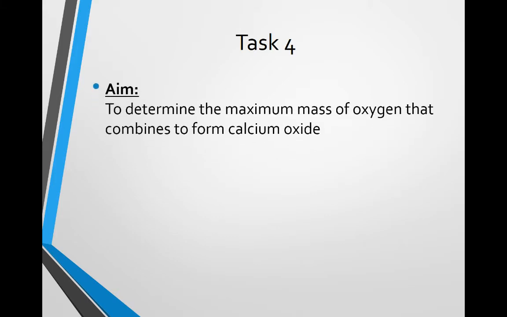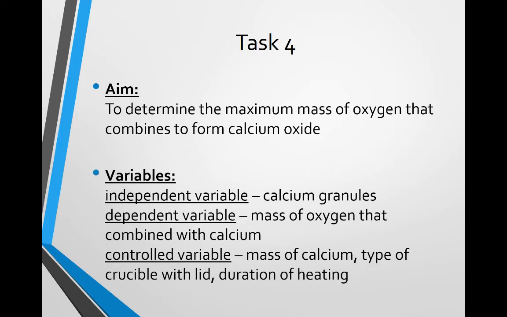To summarize, our aim is to determine the maximum mass of oxygen that can combine to form calcium oxide. The variables in this case, same thing, you have your IV, DV, as well as your CV, as listed there. Your IV is your calcium granules. The mass of the oxygen that combines with your calcium will be the DV, and some controlled variables include the mass of calcium at the start, the type of crucible with the lid, as well as how long you have heated the whole setup. These are some examples of possible controlled variables.